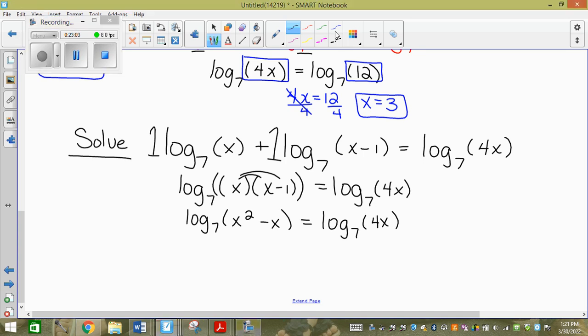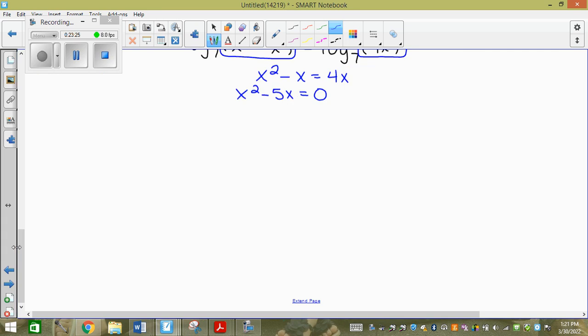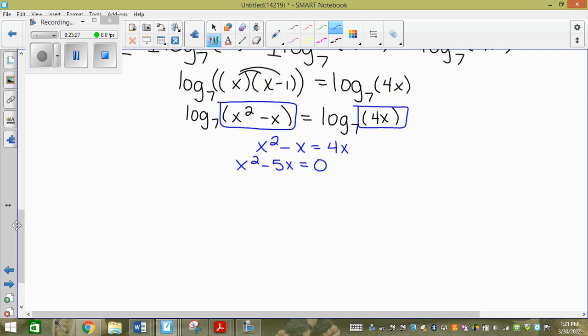So now I can say log base 7 of this equals log base 7 of this, correct? Can I not just say those are equal? So I go x squared minus x equals 4x. I can subtract my 4x over, so I get x squared minus 5x equals 0. I have two terms. Either I'm going to be able to factor it by difference of squares or GCF. What can I do here? GCF. I can take out an x.